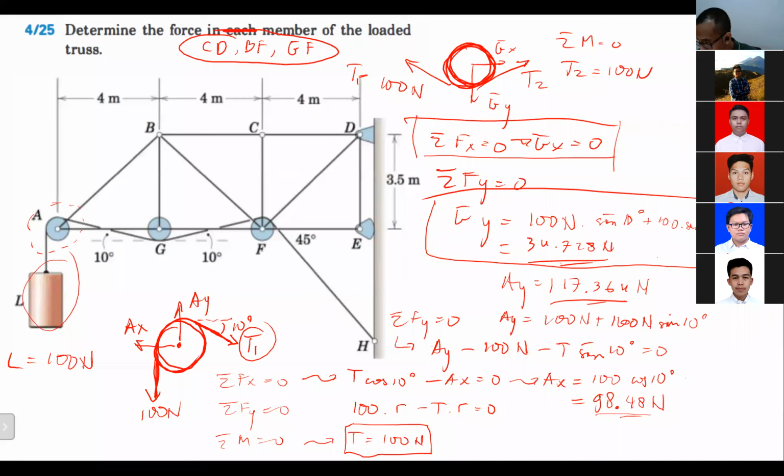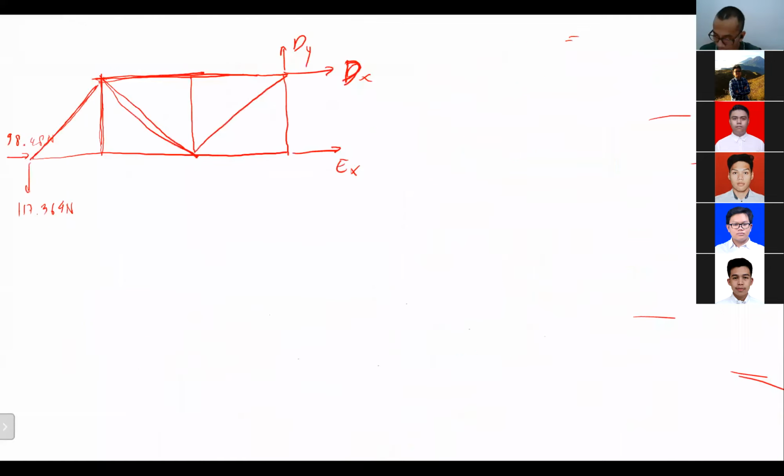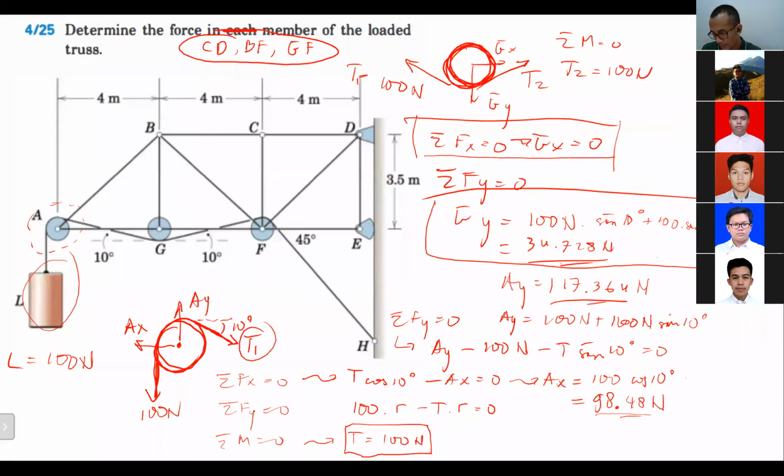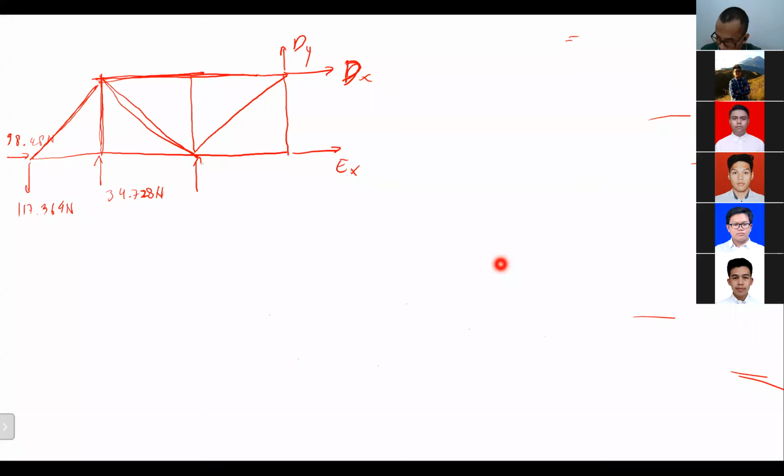Then at G, what we will have is only GY, 34.728 Newton. Then we're supposed to have Fx and Fy there as a reaction force. So actually, these are all the external forces that we have found up until now. Fx and Fy are not yet found, Ax is not yet, Ey is not yet, right?